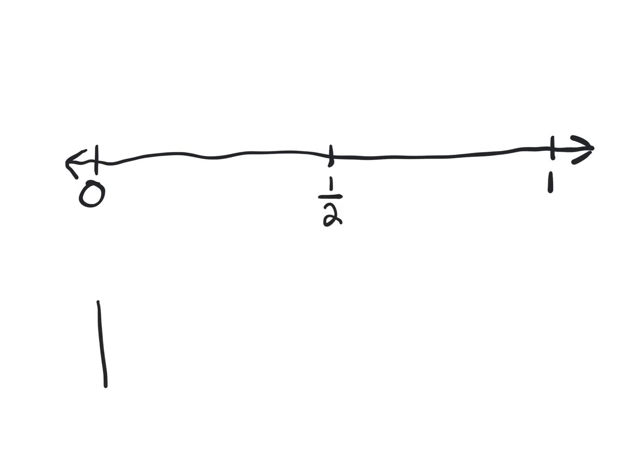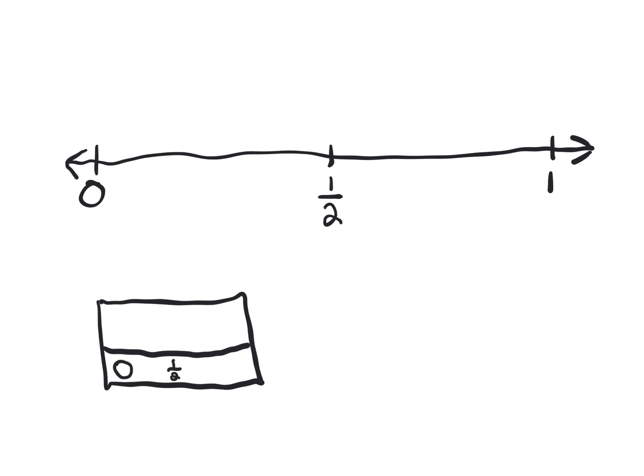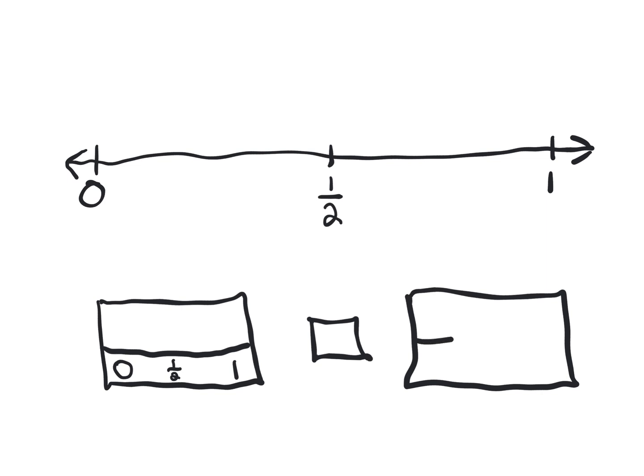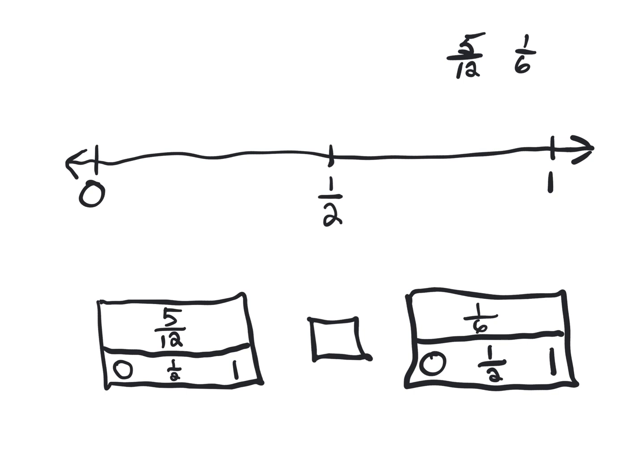Okay, then down here, we're going to draw a box. And underneath, we're going to put 0, 1/2, and 1. And another box with 0, 1/2, and 1. So let's just recall our two fractions we're thinking about: 5/12 and 1/6. So 5/12 we can put in one box, and 1/6 we can put in the other box.